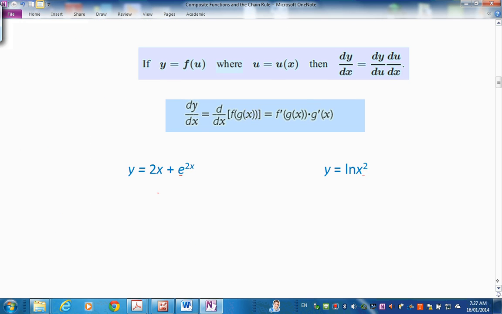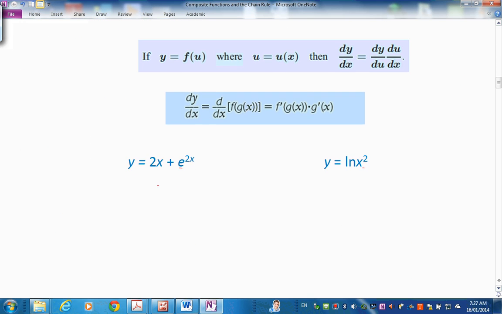Okay, so here we're going to try and do some exercises. So the way it's usually put is y is a function in u and u is a function in x. So you break it down. The overall rate of change of y with respect to x is a product of the two rates of change, if you like.